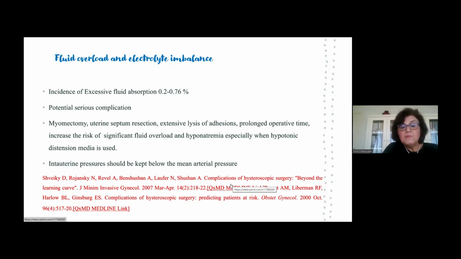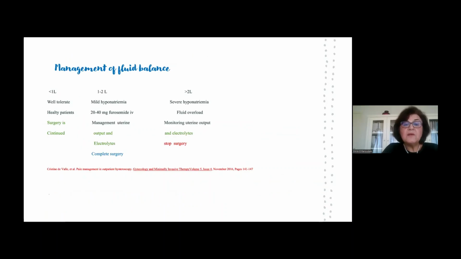Intrauterine pressure should be kept below the mean arterial pressure. Management of fluid balance: less than 1 liter, surgery is continued, well tolerated in a healthy patient. 1 or 2 liters, surgery complete.